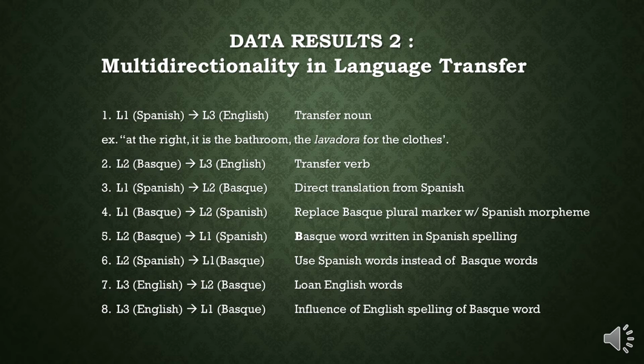In the third transfer from L1 Spanish to L2 Basque, students use a direct translation from Spanish. In the fourth transfer from L1 Basque to L2 Spanish, students replace Basque plural markers with Spanish morphemes. In the fifth transfer from L2 Basque to L1 Spanish, students use Basque words written in Spanish spelling. And in the sixth transfer from L2 Spanish to L1 Basque, students use Spanish words instead of Basque words. In the seventh transfer from L3 English to L2 Basque, students loan English words. And in the final transfer from L3 English to L1 Basque, there is an influence of English spelling on Basque words.